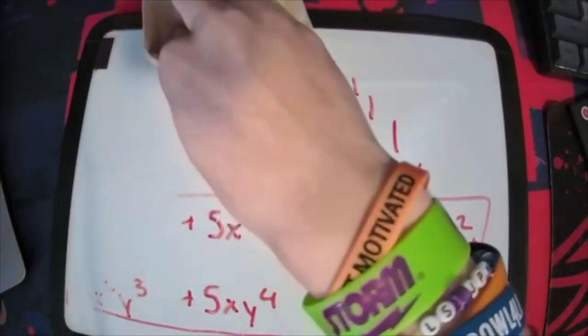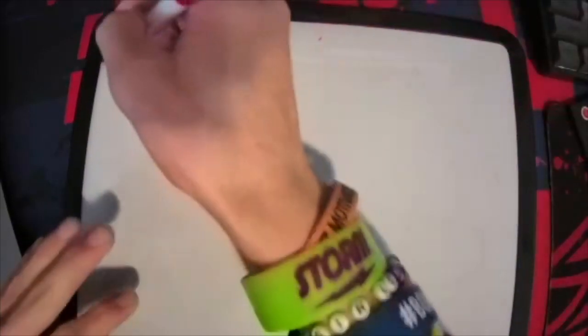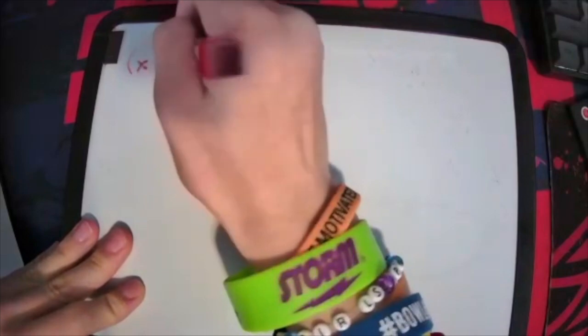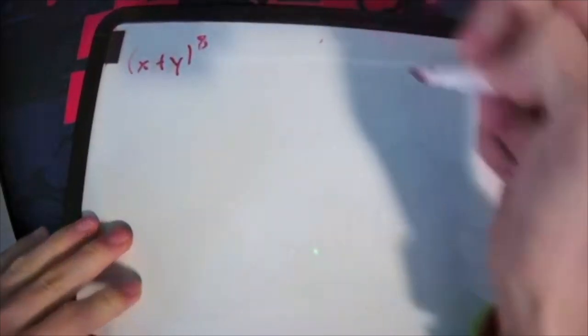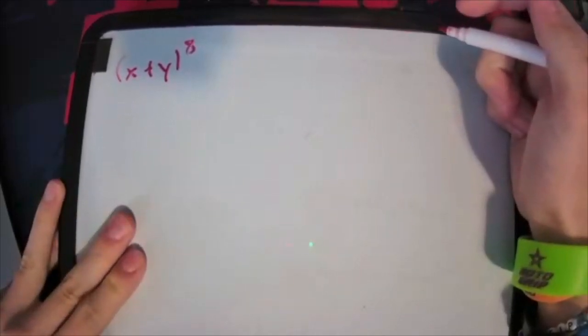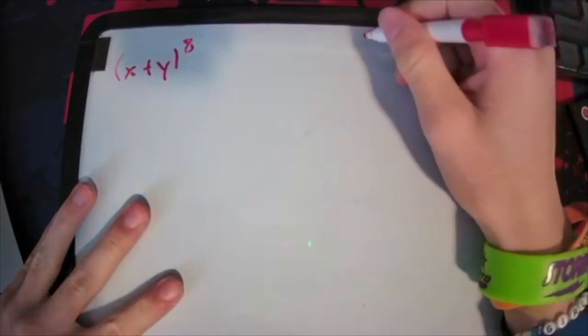So let me move on to our second example. This is going to be very long, but it'll be very easy because we know how to use Pascal's triangle. So strap in. We have x plus y to the eighth. Scary, but this is very easy using Pascal's triangle. So let's write Pascal's triangle out once again.